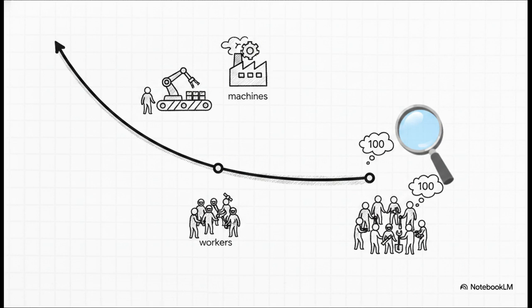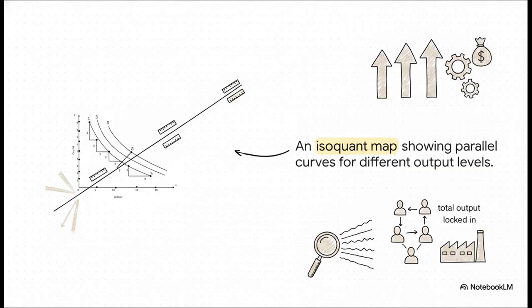For example, you might be able to hit your 100-unit target with a multi-million-dollar, highly automated factory and just a tiny staff of 3 technicians. Or you could hit that exact same 100-unit target with a massive manual workforce utilizing just a few basic, inexpensive tools. So as you slide along this curve, you're constantly changing your mix of capital and labor while your total output stays totally locked in. Each higher parallel curve just represents a higher level of overall output, producing 200 units, then 300 units, you get the idea.